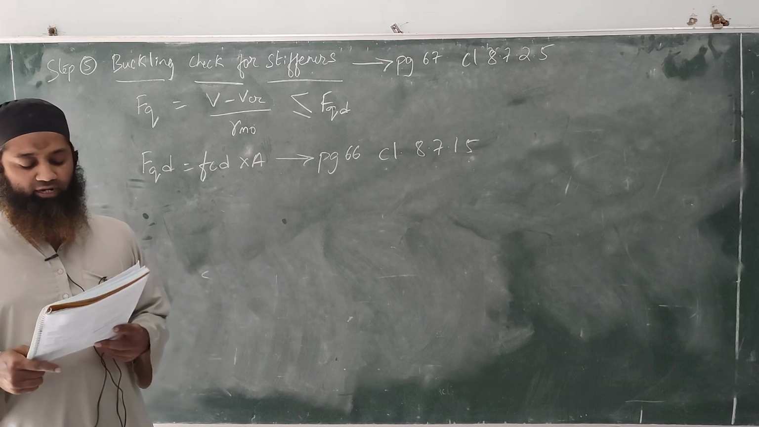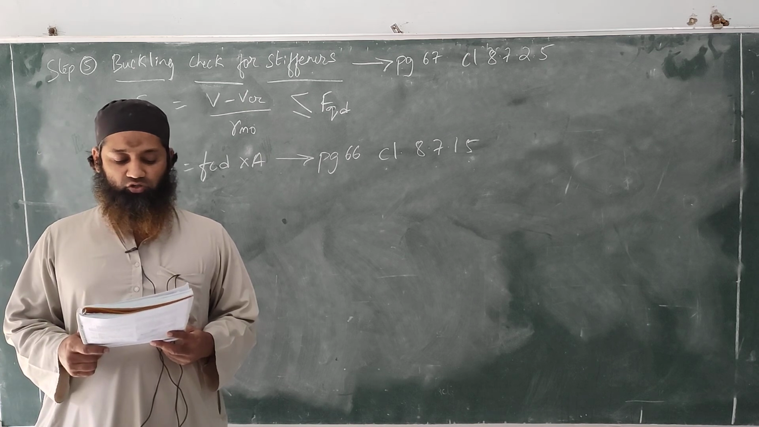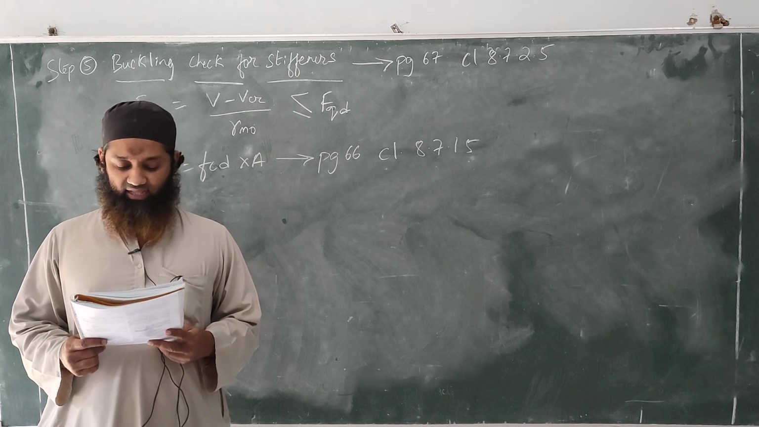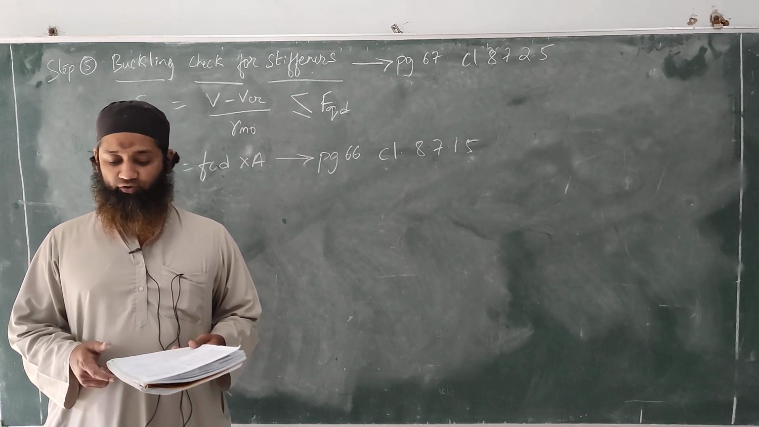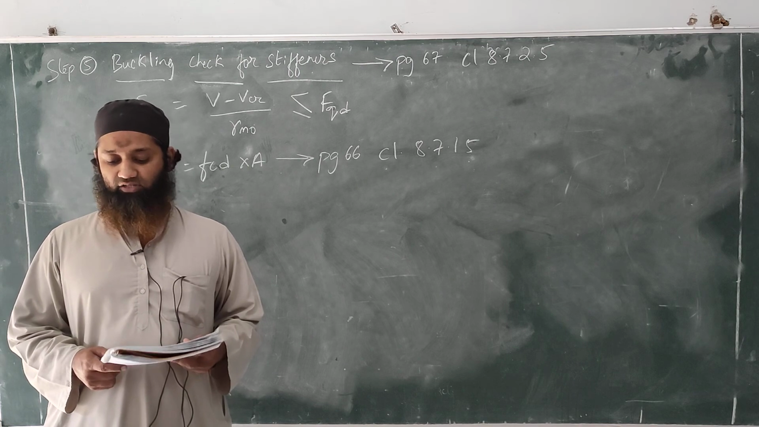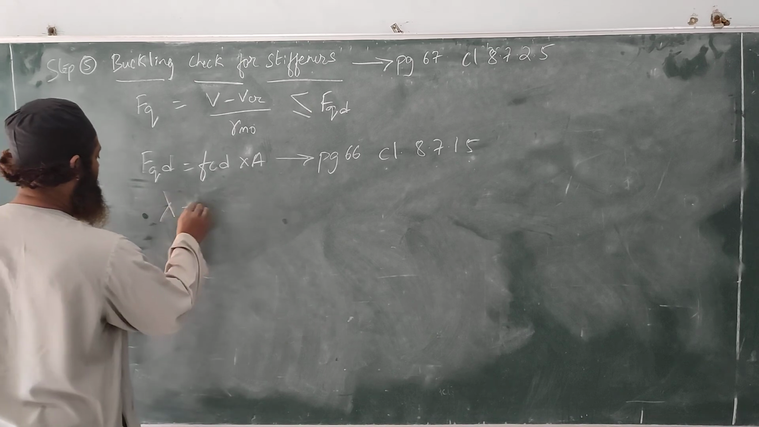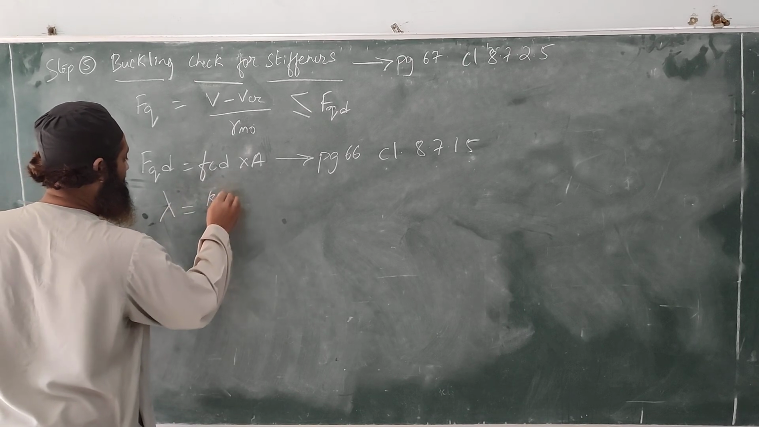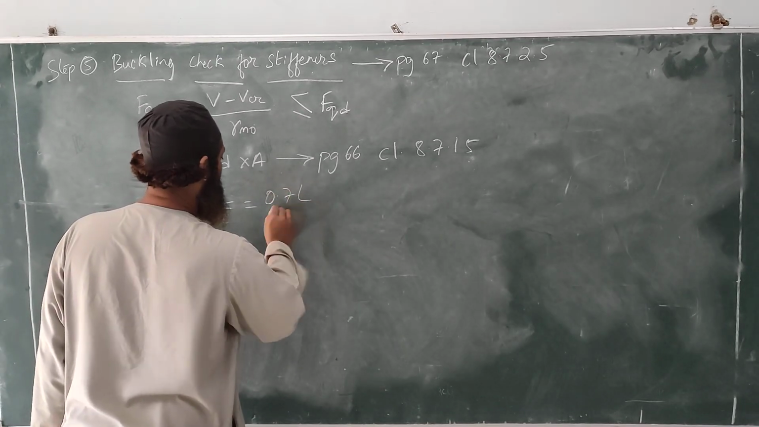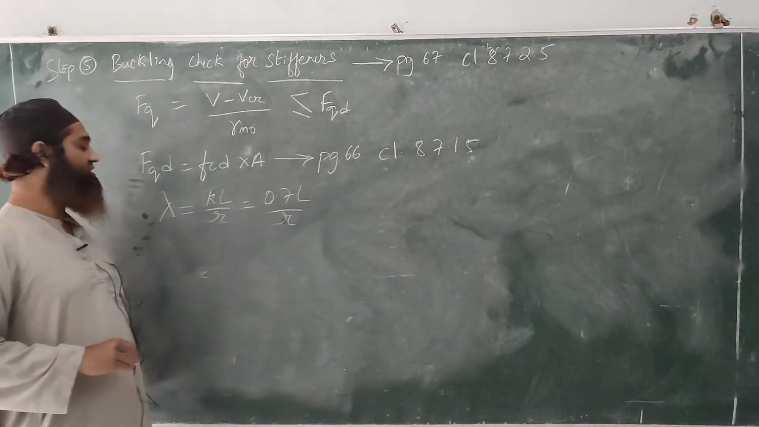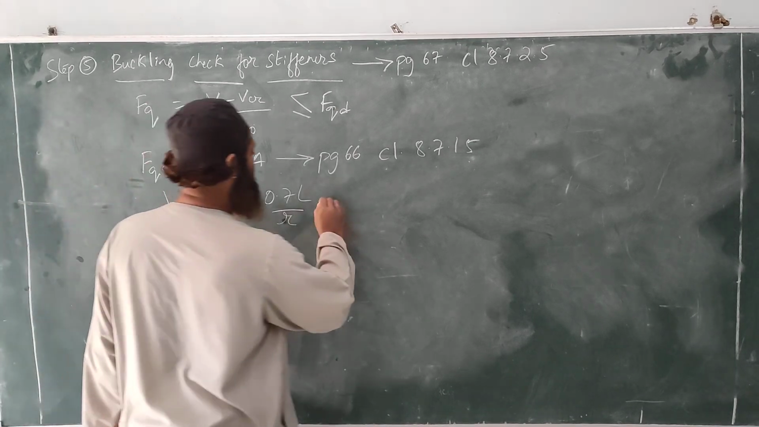The effective length for intermediate transverse stiffener used in calculating the buckling resistance FQD should be taken as 0.7 times the length of the stiffener. I'll just make it simpler for you all so that you can understand. Lambda is equal to KL by R, that is 0.7 times L by R. So this is what lambda is, you'll understand it once we move further. This is given in page 66.